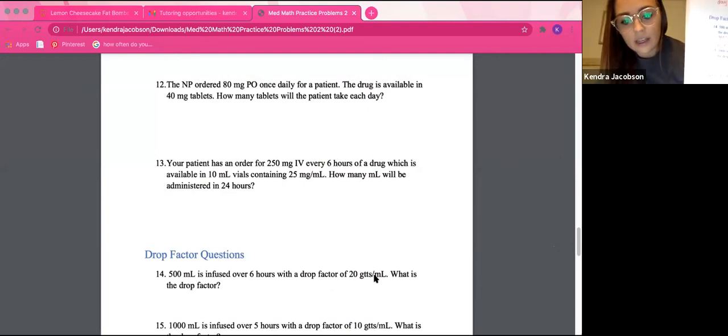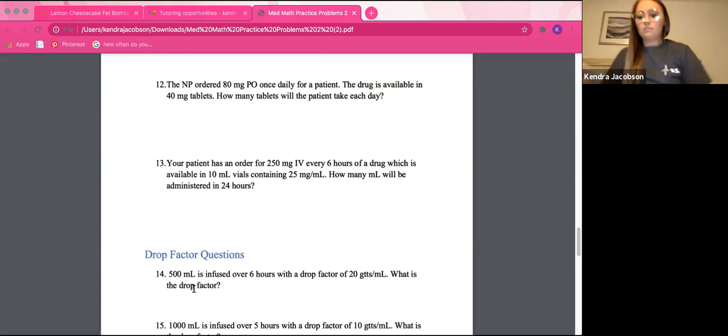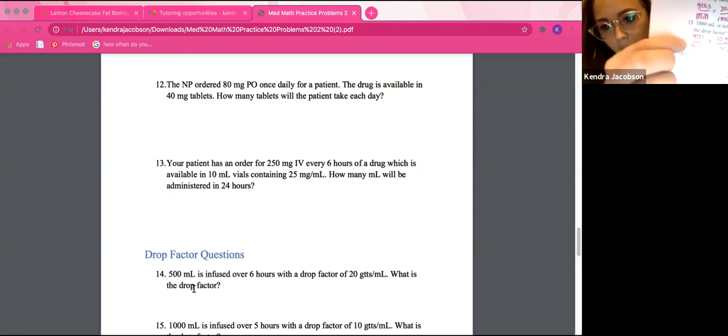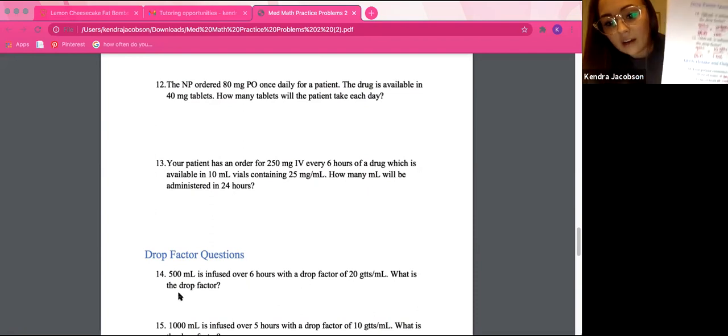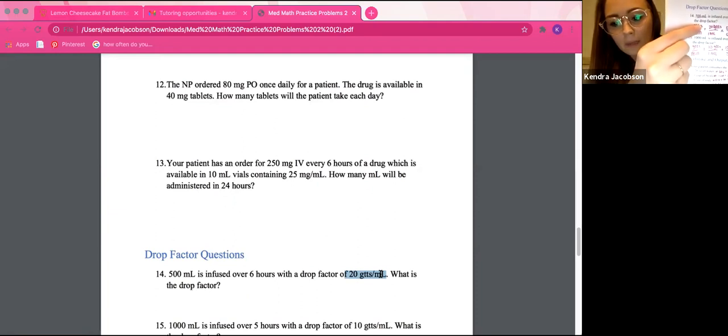So of course we're looking here for what the drop factor is. Let's see if this color will show up better. Okay, so you got your drops per minute. Moving on, we know for sure that we have 20 drops in every milliliter. So you want to be able to set that one up with the drops matching up, so we don't delete that, okay?